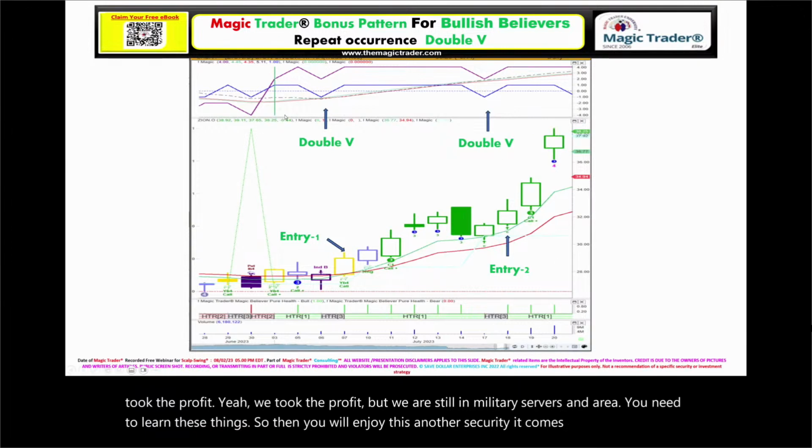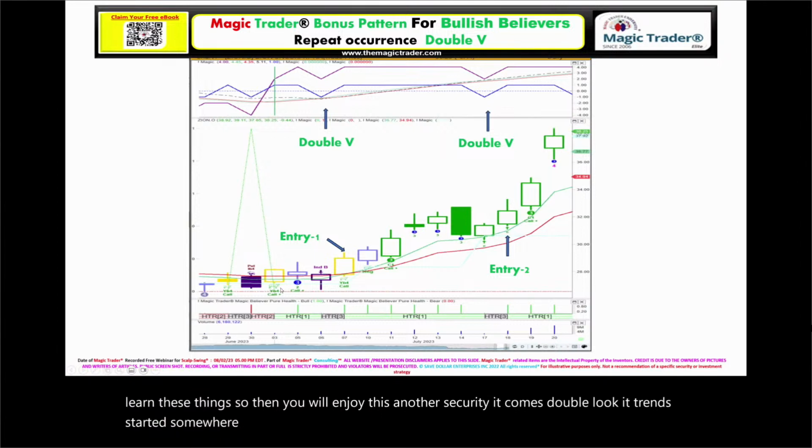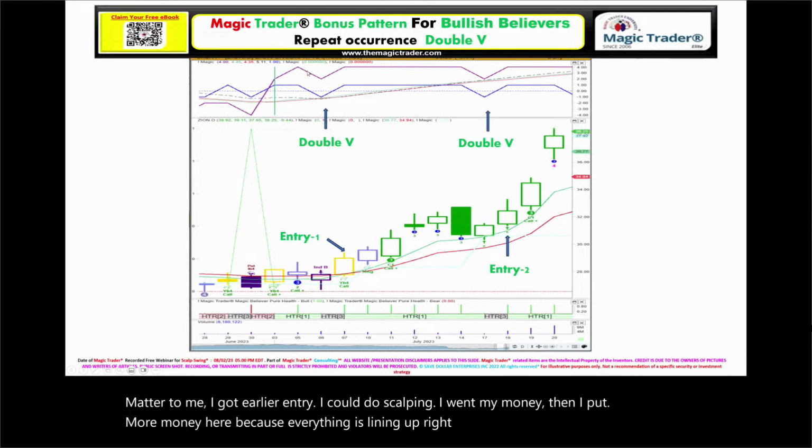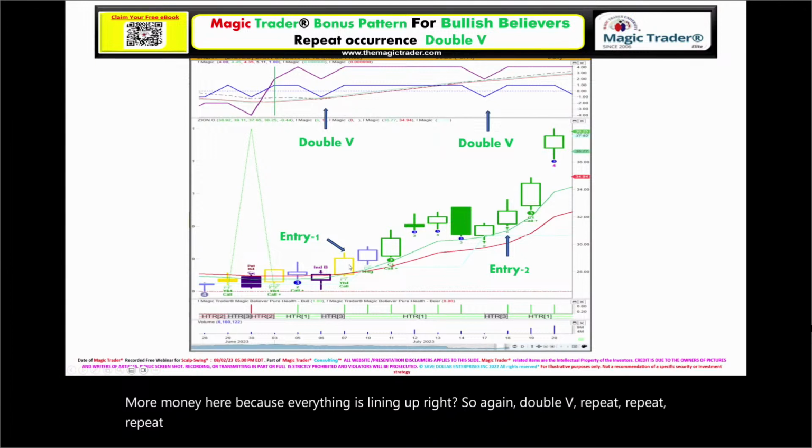Look, the trend started somewhere here, right? We got the yellow bar, close above the magic line. So this cross, I don't wait for it. It does not matter to me. I get an earlier entry, I do scalping, I make money. Then I put more money here because everything is lining up, right? So again, double V, repeat, repeat, repeat. So this is the new trend, right? So forget about all these things. You missed it, you missed it.